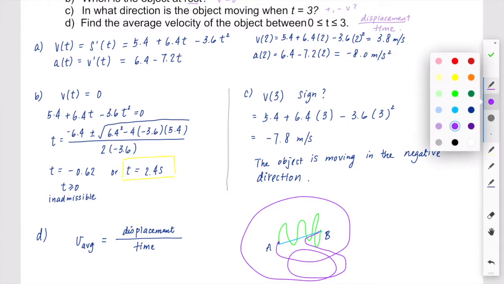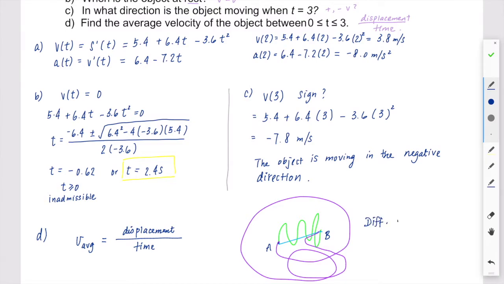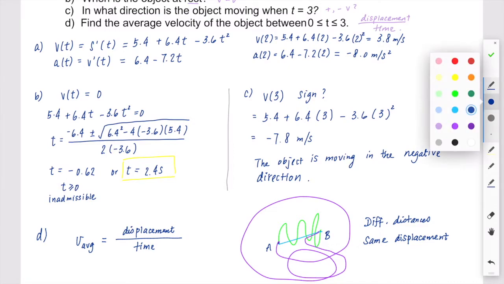All 3 people have different distances, but the same displacement, because their change in position remains the same. They got from A to B. And when we talk about displacement, we are really talking about the blue one here. Okay, this is the total displacement. As a result, I don't really care how they got there.